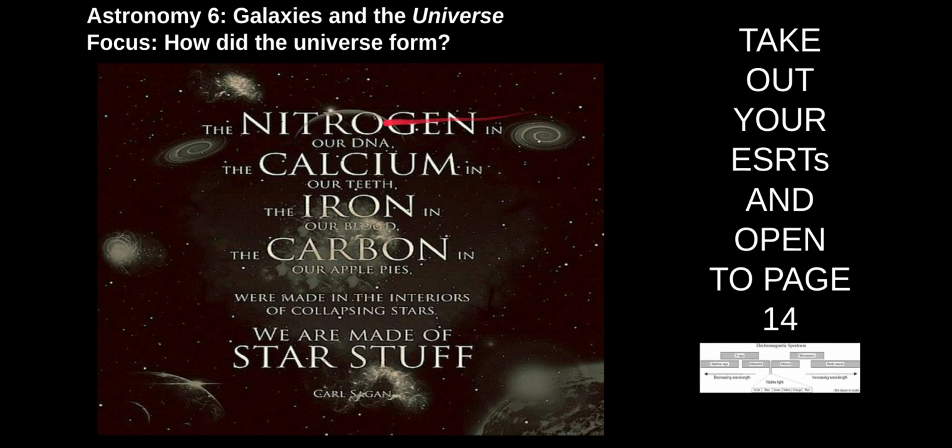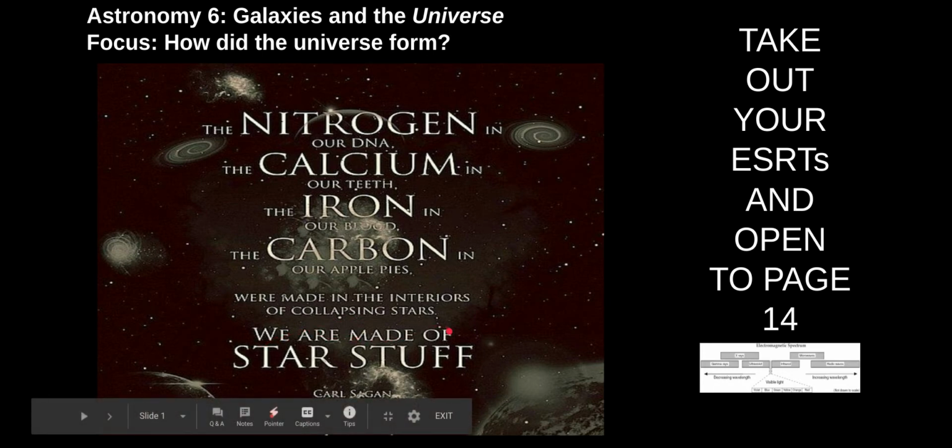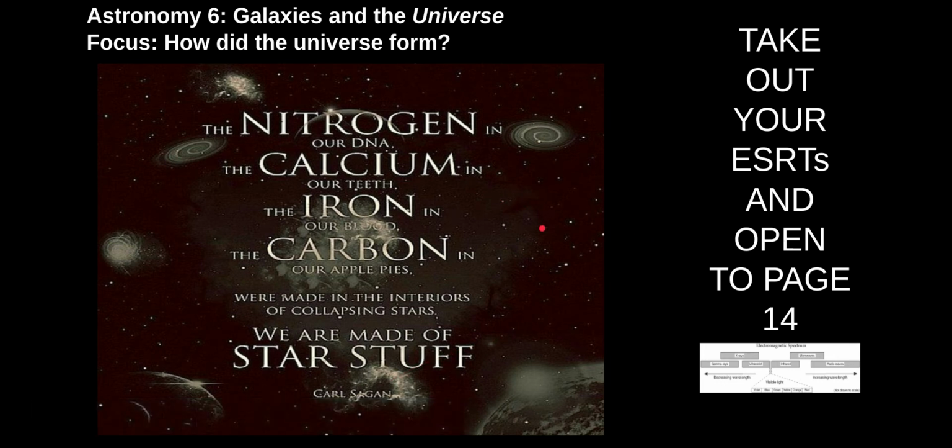I'm going to start off by reading one of my favorite quotes or ideas about all of space, which is that the nitrogen that we find in our DNA, the calcium in our teeth, the iron in our blood, the carbon in our apple pies, and the plants in your room and in your body, all of these elements were made in the interiors of collapsing stars. We are made of star stuff. That was the astronomer Carl Sagan. I find it so wonderful to think about the idea that we came from stars. Everything in our world was created by these massive explosions.